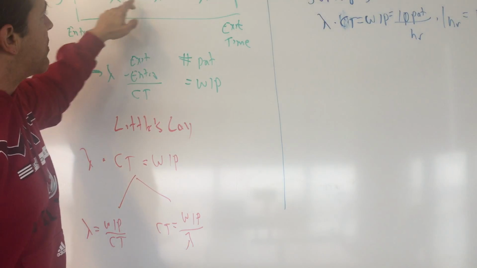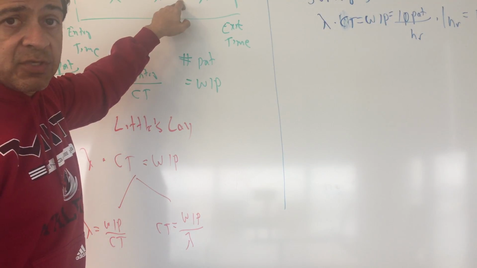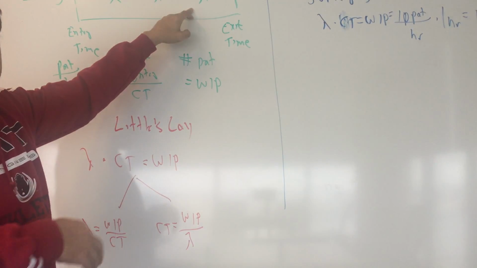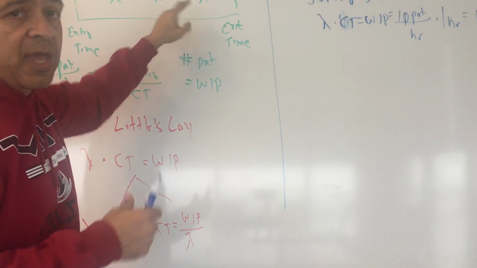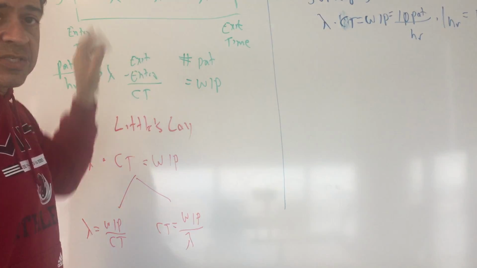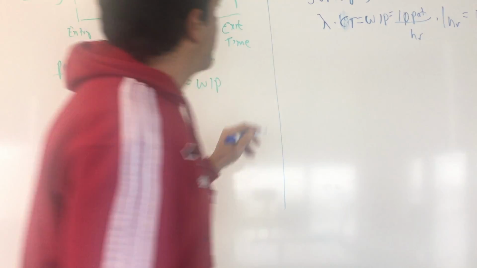Some of those patients might be waiting at different positions. One patient might be with a nurse, a different patient might be with a doctor, or a different patient might be with a clinical assistant, and so on. I don't know that exactly. I'm just saying on average, I've got 10 patients in this system at any given time.